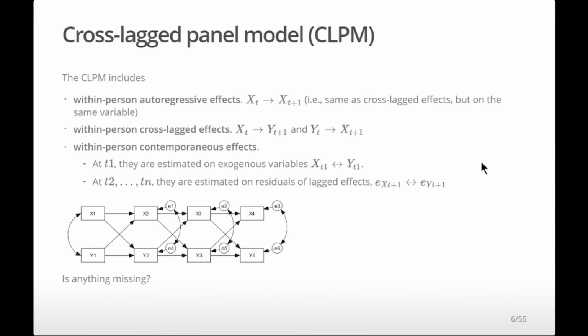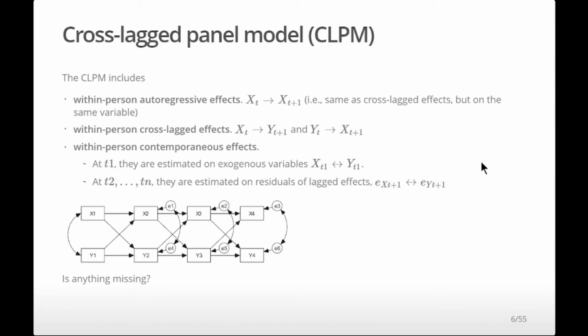Okay, so this thing is the cross-lagged panel model. You can do something more than what I pictured here. So you have within-person autoregressive effects. This tells you the extent to which X predicts itself at a subsequent point in time. And Y the same, and Z the same.